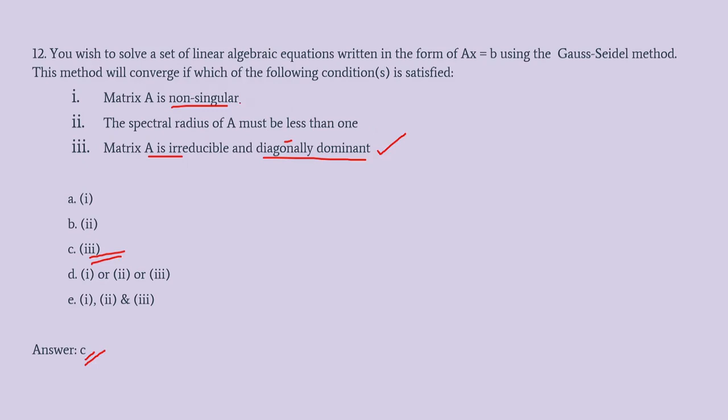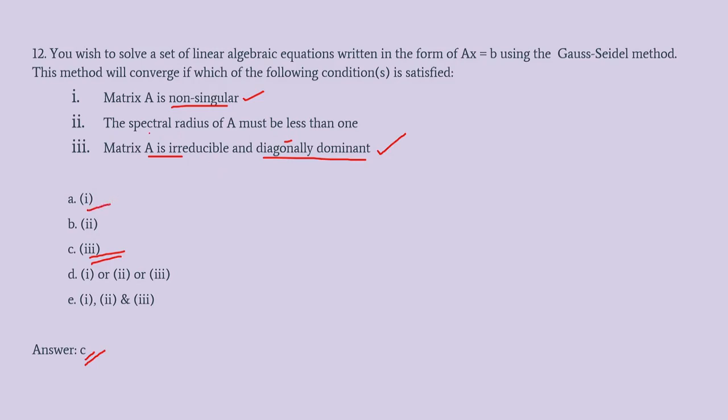The first option is kind of a bait when you are having a quiz or exam. If you see non-singular, you know that for solving Ax = b, the matrix should be non-singular. You should not take this one without reading the other options. You should be going for option A.